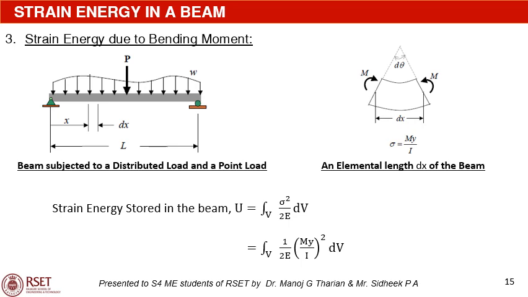In the case of a beam, the only significant stress is the normal stress. We have already derived the expression for strain energy in the case of an element with uniaxial state of stress. We use the same formula in the case of the beam, and we get strain energy stored in the beam U is equal to integral over the volume V sigma square by 2E into dV. Substituting for sigma, that is sigma is equal to M y divided by I, we get strain energy U equal to integral over the volume V 1 by 2E M y by I the whole square into dV.